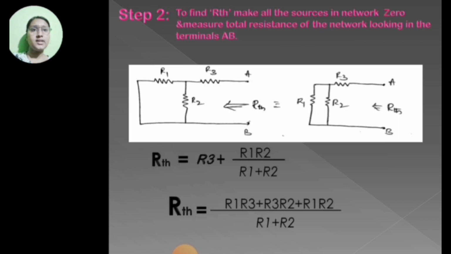Next we find the RTH. Make all the sources, that is the load current and the voltage, zero, and measure the total resistance of the network looking into terminals A and B. RTH, that is Thevenin's resistance, is equal to R3 plus R1 into R2 divided by R1 plus R2, making R1 and R2 resistances parallel. So RTH is, multiplying with R1 plus R2 into R3, R1 into R3 plus R3 into R2 plus R1 into R2 divided by R1 plus R2.